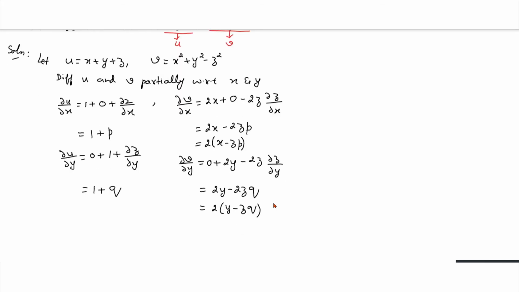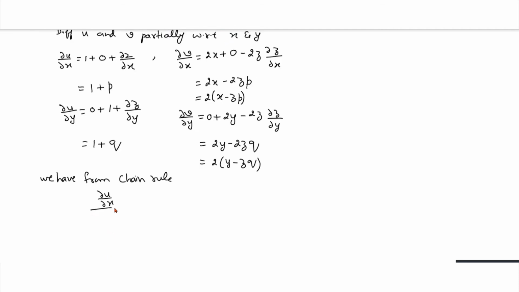So now I'll use the chain rule formula. From the chain rule, dou u by dou x whole divided by dou u by dou y.